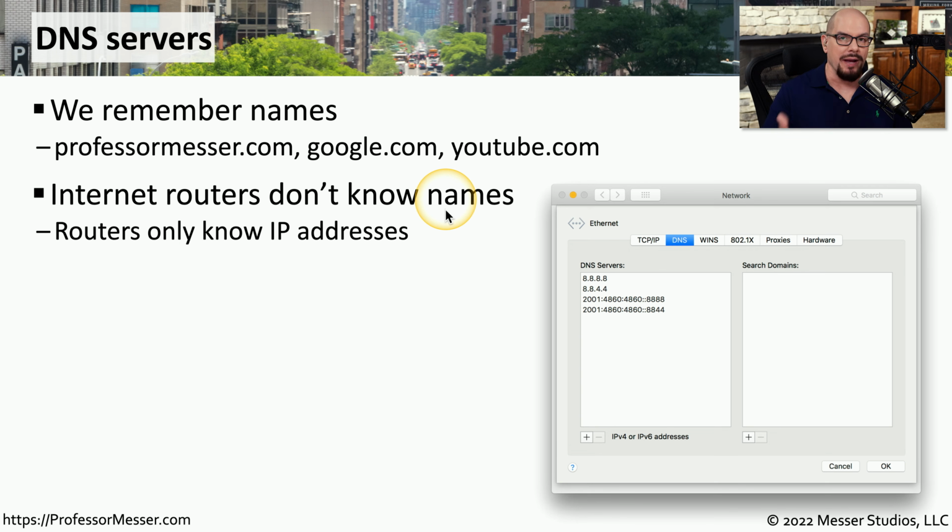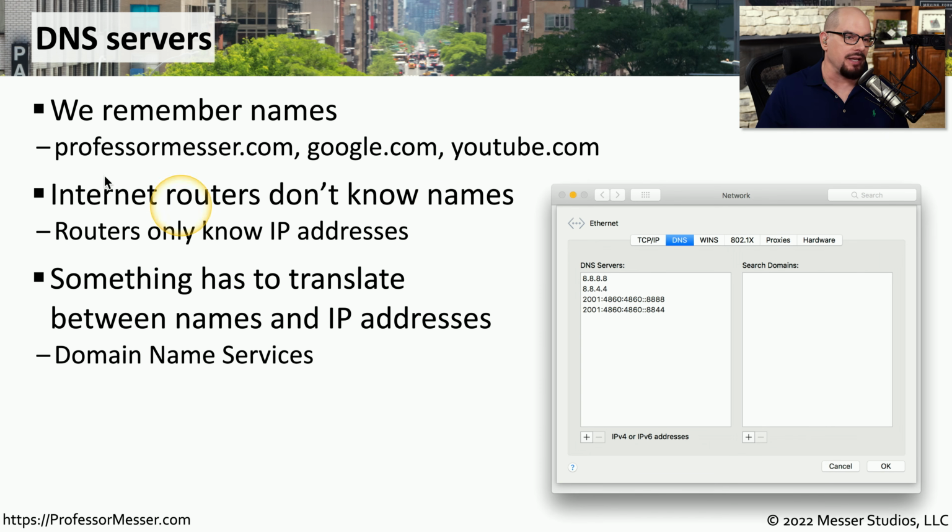This is because the routers and other devices on our network don't know what these names mean, but they do know where to send your traffic if there's an IP address associated with it. So we need something that can translate between the fully qualified domain name, such as professormesser.com, to an IP address. And it's the DNS server that provides that translation.